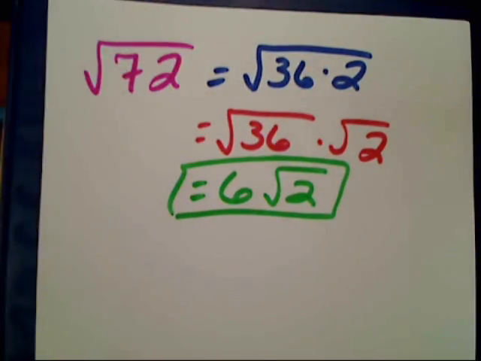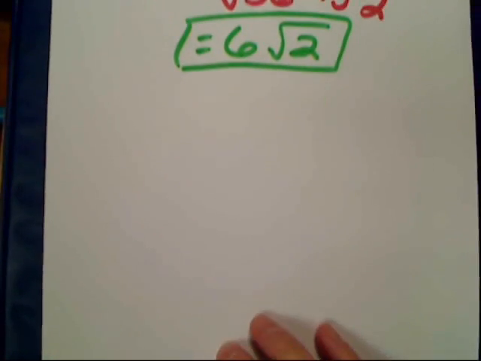It just matters how fast we get there. So there's more than one way. You don't have to always find the largest perfect square. But if we take a little extra time for our factorizations, we'll find the perfect square a little bit faster. Now, what about variables?